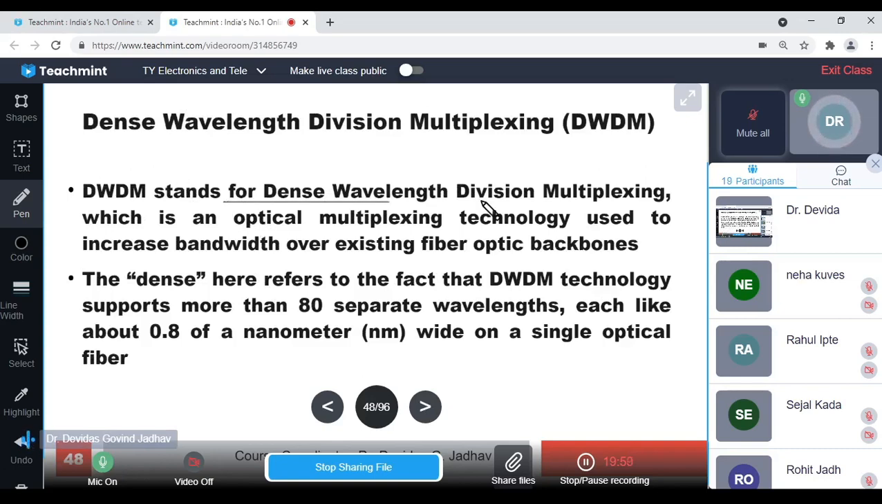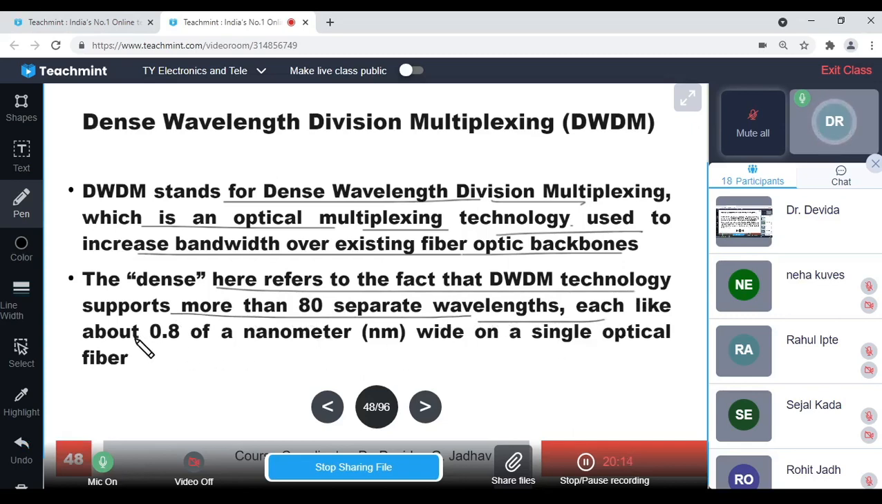So DWDM stands for dense wavelength division multiplexing, which is an optical multiplexing technology used to increase the bandwidth over existing fiber backbone. The dense here refers to the fact that DWDM technology supports more than 80 separate wavelengths, each likely about 0.8 nanometer wide on a single optical fiber. So this is a typical example. There may be different bands than the 0.8 nanometer wavelength band provided.